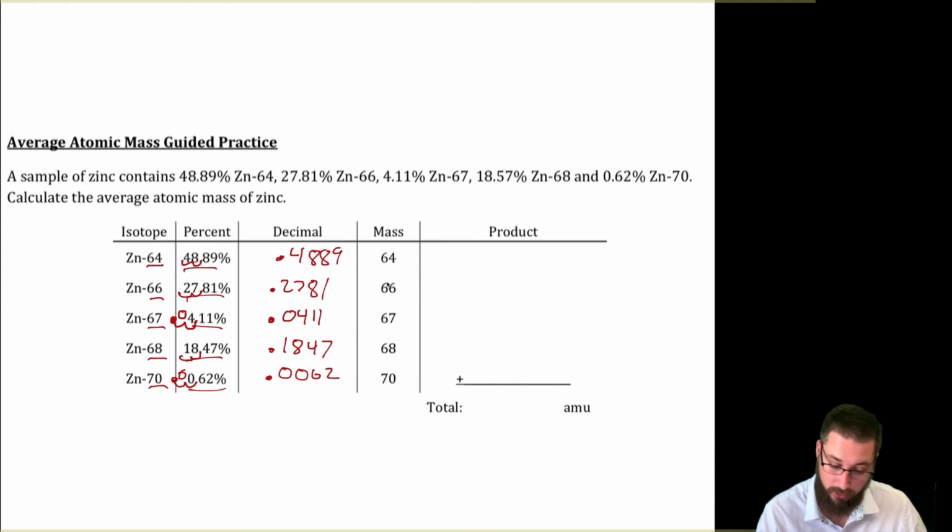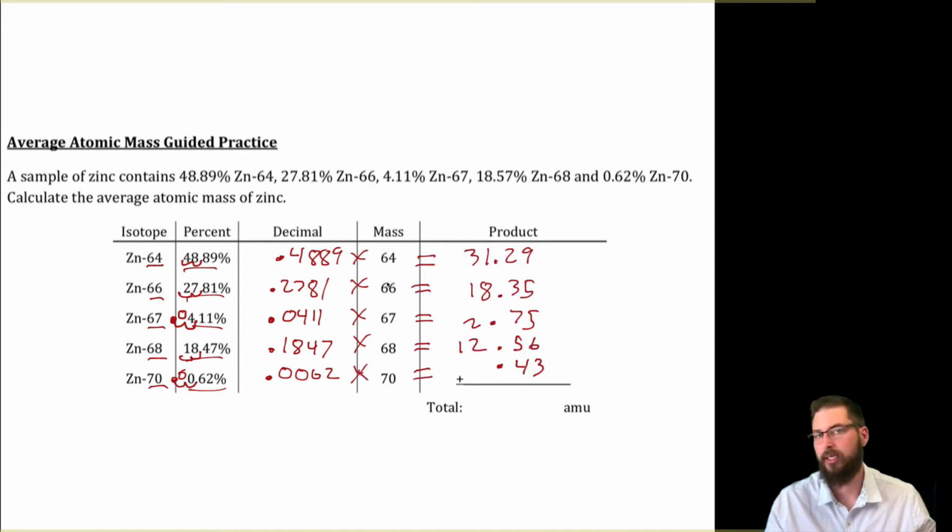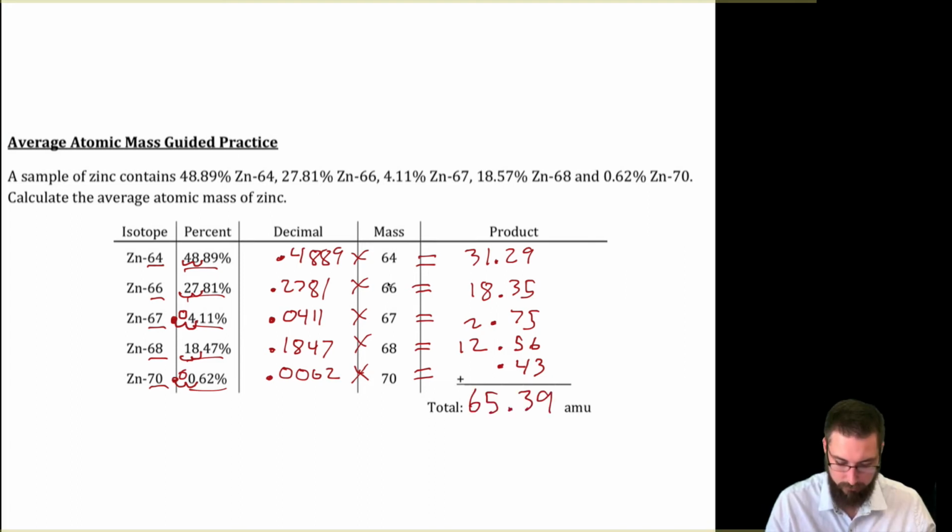So what we want to do is take the percentage in decimal form and multiply it by the mass. We're going to do that for each one, so go ahead and do that. Once you multiply each percentage in decimal form by the mass, you'll get those numbers there. And then the last thing you want to do is add them together. When you add them together, you get 65.39.